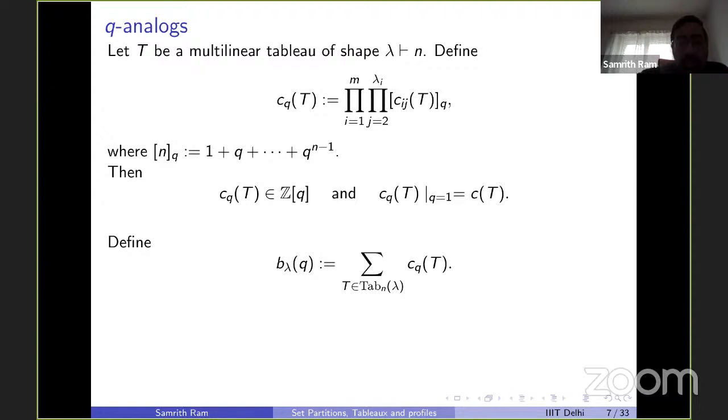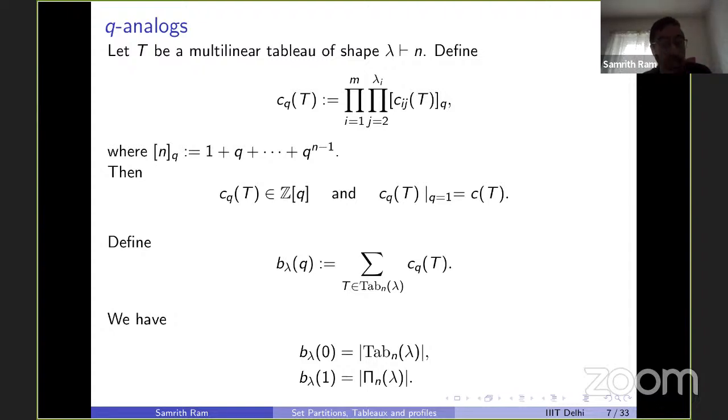So let's define this B_lambda(q) by summing C_qT over all standard Tableaux of shape lambda. Then the evaluations of B_lambda at 0 and 1 are easy to compute. If we put q equals 0, then C_qT simply reduces to a product of ones, so it's simply 1. So B_lambda at 0 is simply the summation of 1 over all standard Tableaux, which gives the total number of standard Tableaux of a given shape. While if we throw in q equals 1, C_qT reduces to C_T, and by the previous corollary, summing C_T over all Tableaux of shape lambda simply gives you all set partitions of shape lambda. So these are two specializations of these polynomials.